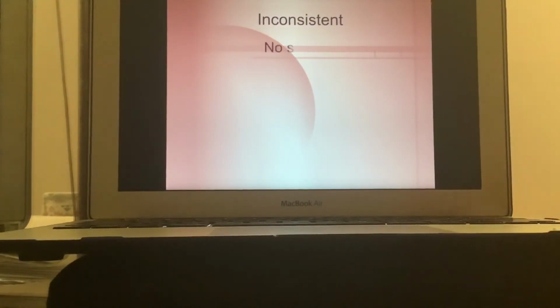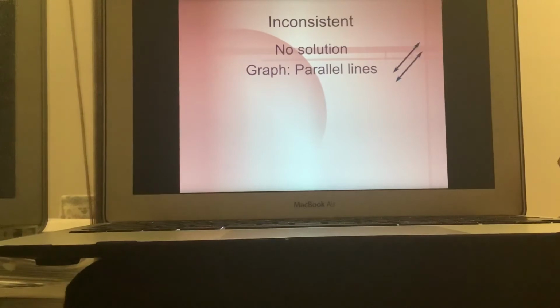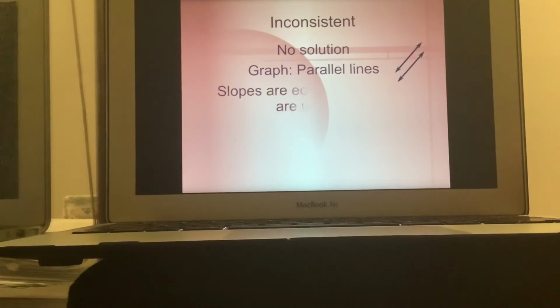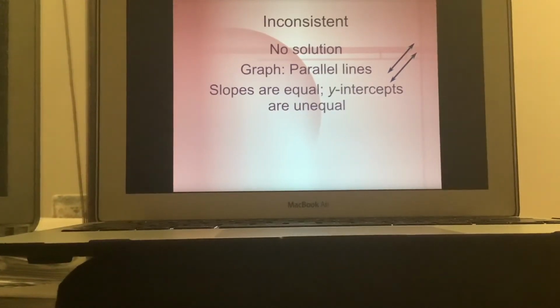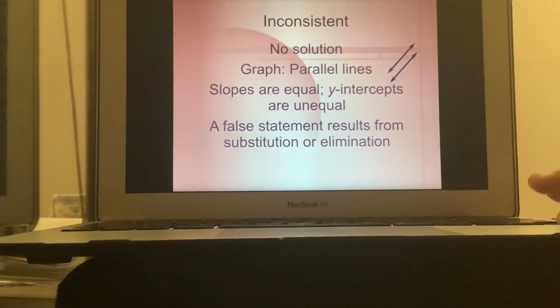For an inconsistent system, there is no solution, and the graphs are parallel lines. They'll never meet. The slopes are equal, and the y-intercepts are unequal. A false statement results from substitution or elimination.